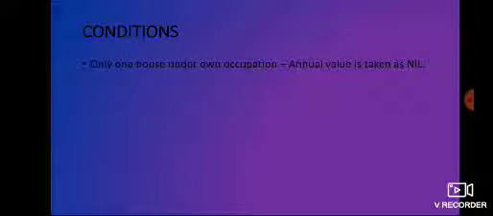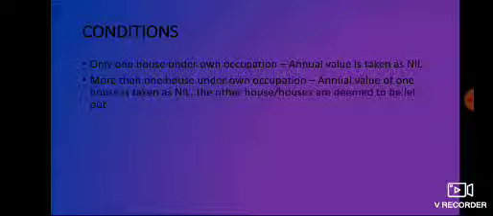Condition number 1, only one house under own occupation, annual value is taken as nil. If the assessee has only one house which is self-occupied, the annual value is taken as nil or 0. Second condition, more than one house under own occupation. The annual value of the house is taken as nil. The other house or houses are deemed to be let out. If he owns more than one house, annual value of one house is taken as nil. The other houses will be treated as deemed to be let out.